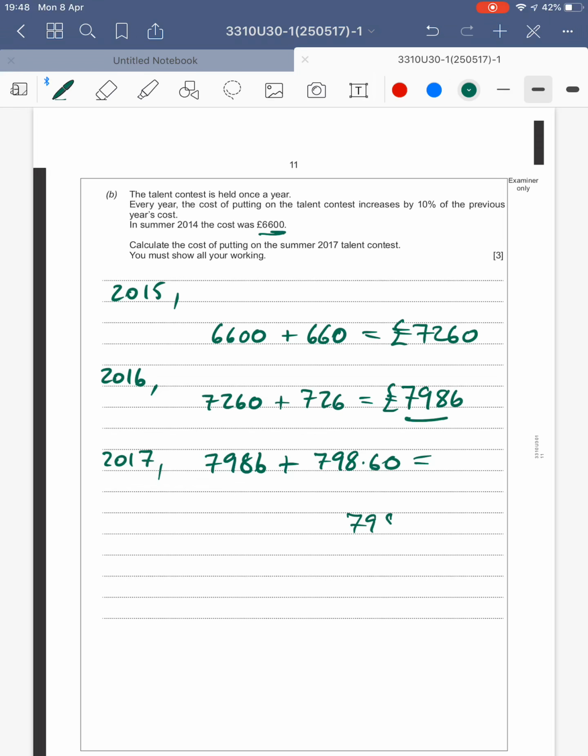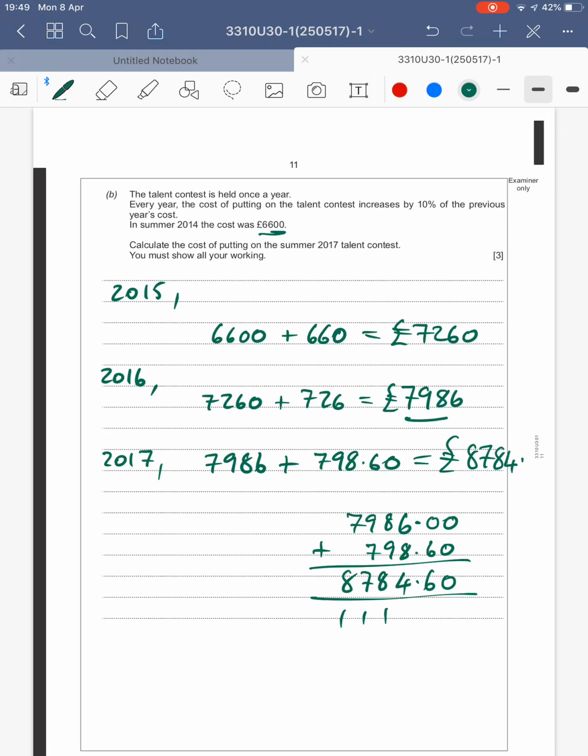So quickly using the column method, I add those two together, go 0 plus 0 is 0, 0 plus 6 is 6, put my point in, 6 plus 8 is 14, so I carry 1, 8 plus 9 plus the 1 gives me 18, 9 plus 7 plus the 1 is 17, and so my final answer there would be £8,784.60.